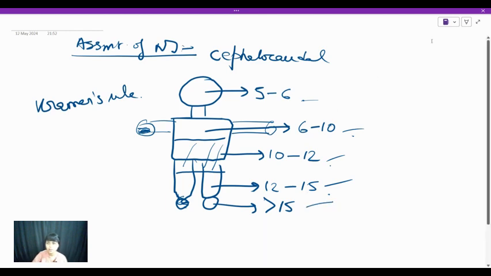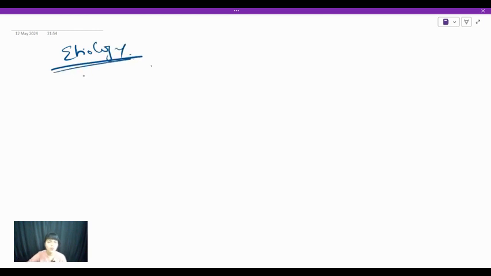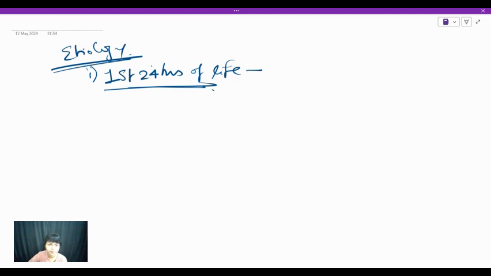Right? Now, let's move on to the causes or etiology of neonatal jaundice. Many times this question has been asked, and one more question which is repeatedly asked is the causes of jaundice in the first 24 hours of life. So what are these? Definitely it is pathological jaundice, not physiological. And after this, I'll be telling you the difference between pathological and physiological jaundice.